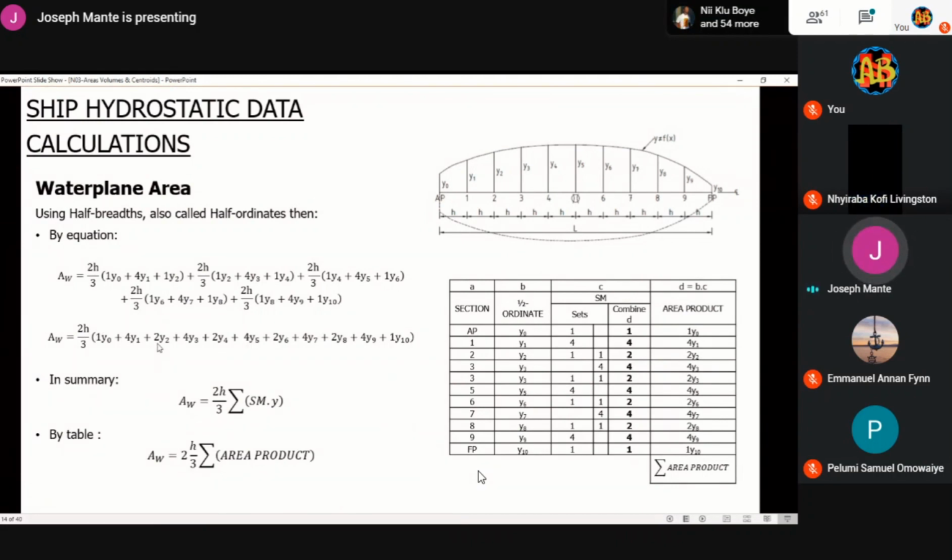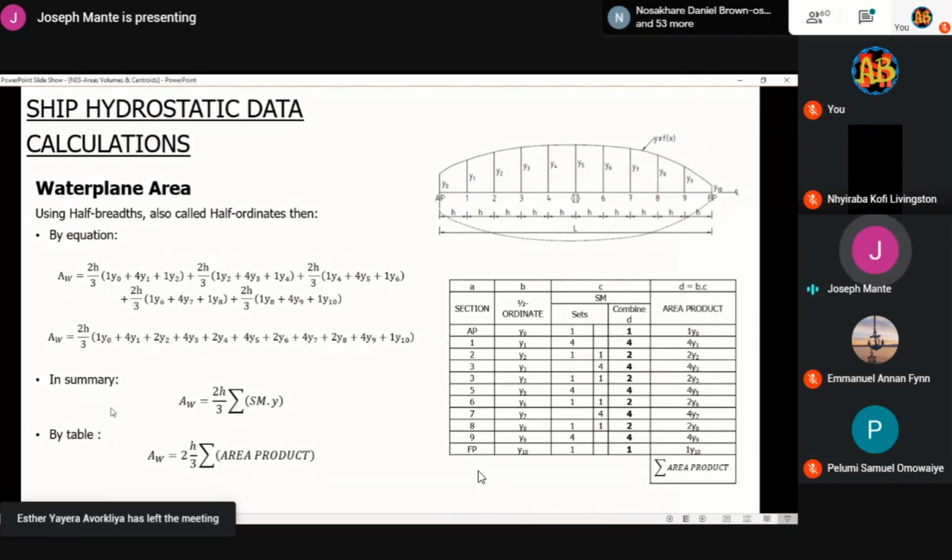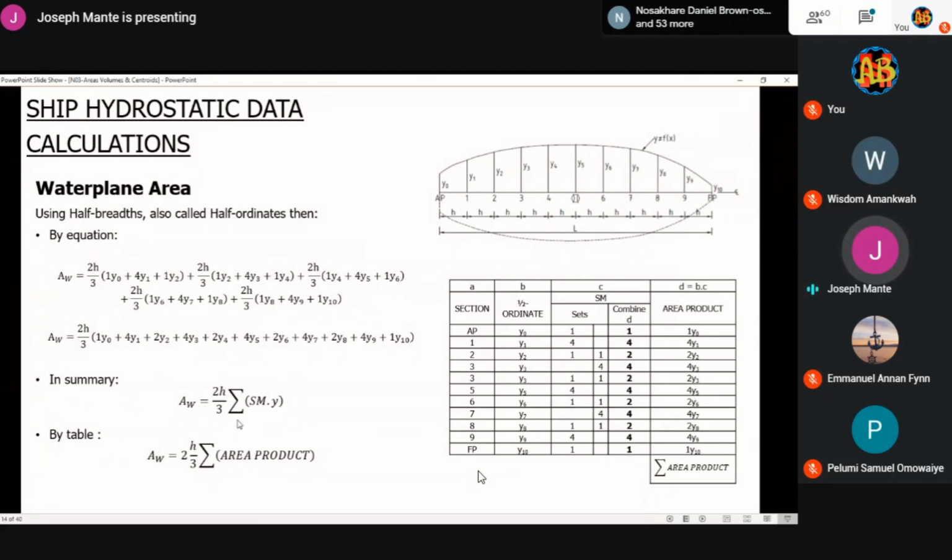We will come to that. Y is 2, 4, 2, 4, 2, 4, 2, 4, 1. We will come to that. So in summary, we're having the water plane area is 2h over 3 into bracket, the summation of all the Simpson's rule times the sections that have been there.